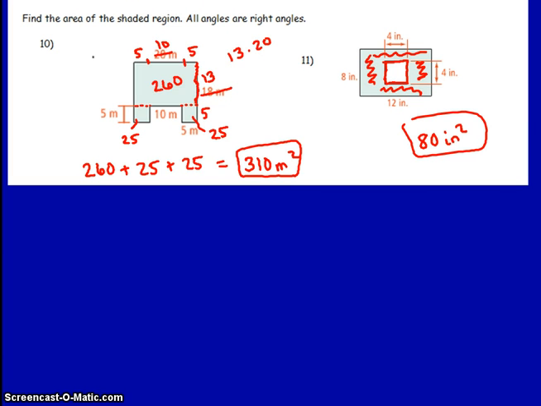For numbers 12, A and B, I did not do this one because I feel like you can count the squares yourself, and then you can also figure out part B.